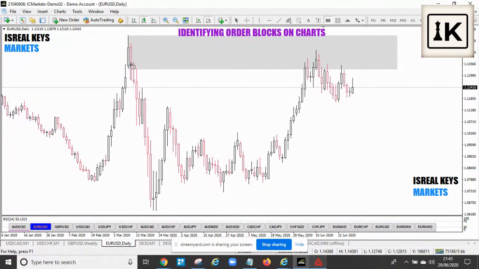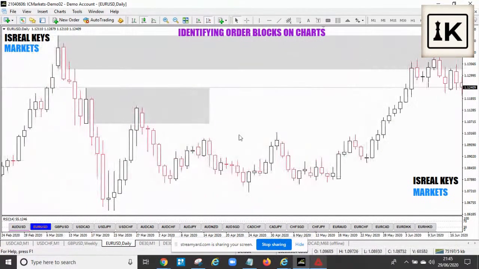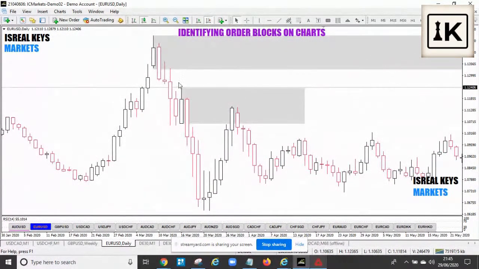Day one, day two, return to it. Day three, return to it, drop aggressively. And as it's dropping, it's created another bearish order block. Let me zoom in to show you. So there's a first bearish order block there, second bearish order block drop.